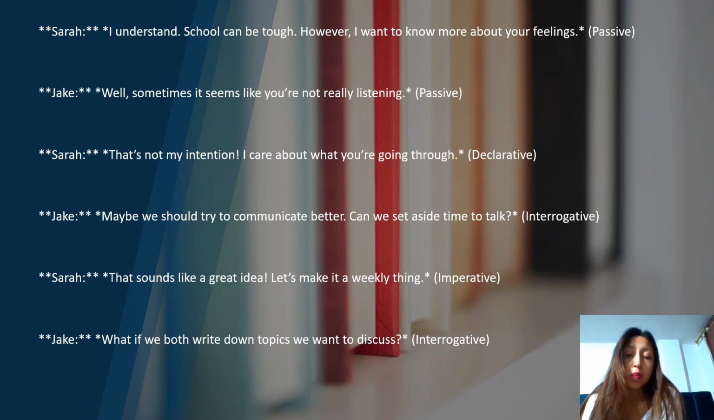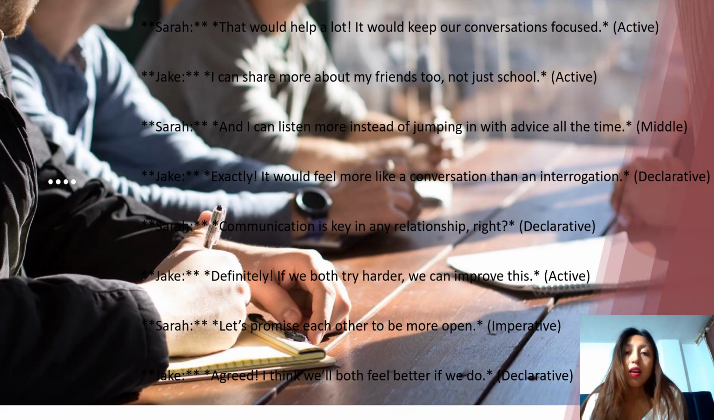What if we both write down topics we want to discuss? Sarah, that will help a lot. It will keep our communication focused. I can share more about my friends too, not just school. And I can listen more instead of jumping in with advice all the time. Exactly. It will feel more like a conversation than an interrogation. Communication is a key in any relationship, right? Definitely. If we both try harder, we can improve this. Let's promise each other to be more open. Agree. I think we'll both feel better if we do.